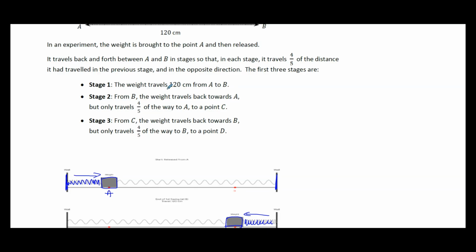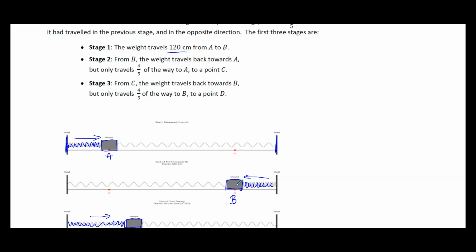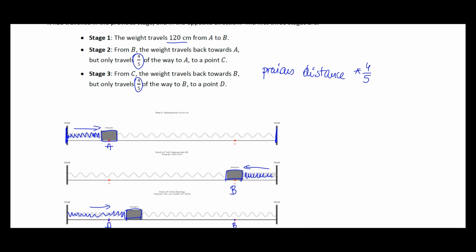So the first travel distance is 120, but then from B, in this stage, it doesn't travel the full distance of 120, but only 4/5 of that distance. And then again, in the next stage, 4/5. So every time I'm taking the previous distance and only getting 4/5 of that, meaning multiplying by 4/5. So what does that mean? That is our geometric sequence. When we multiply every time, that's how we have a geometric sequence.